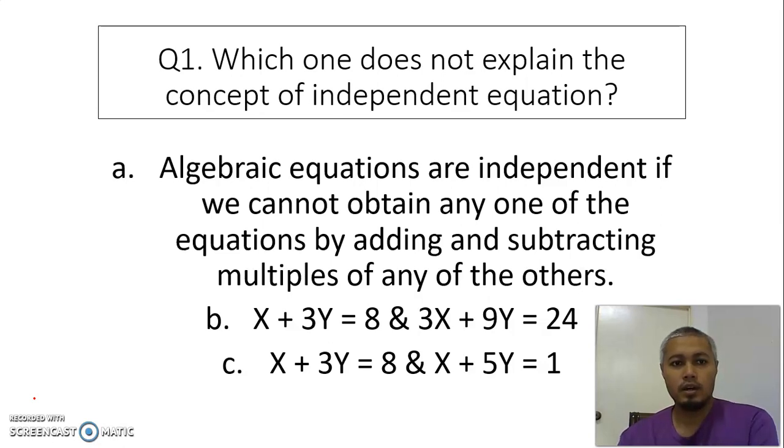Okay. The question is, which one does not explain the concept of independent equation? A. Algebraic equations are independent if we cannot obtain any of the equation by adding and subtracting multiples of any of the others. Okay. The keyword here is cannot obtain.